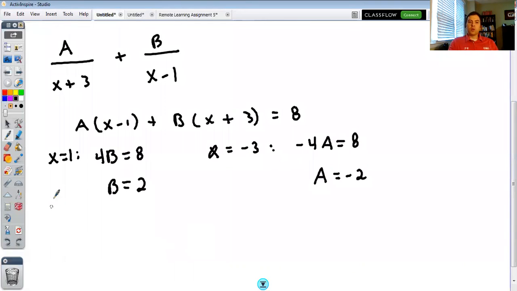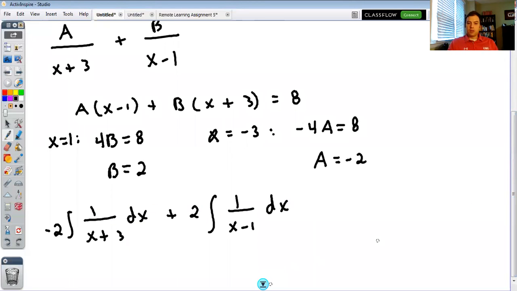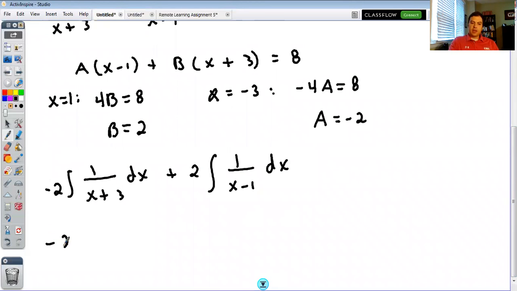Now, when I rewrite this, I'm going to write it as integrals. I'm going to slide the coefficients to the front. It's really useful when you have fraction coefficients, which happens a lot on these problems. And now we're going to anti-derive. And these are easy ln's. This is negative 2 ln absolute value x plus 3 plus 2 ln absolute value of x minus 1.